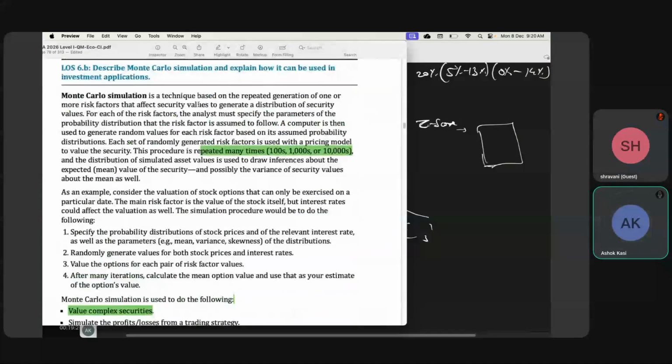So later on, you just read all this. I have highlighted some of the key points. Monte Carlo simulation is a repeated generation of one or more risk factors. That means the key variable is taken into consideration, and then its different probabilities are factored in. Finally, it will give you the expected return, an inference about the expected mean.